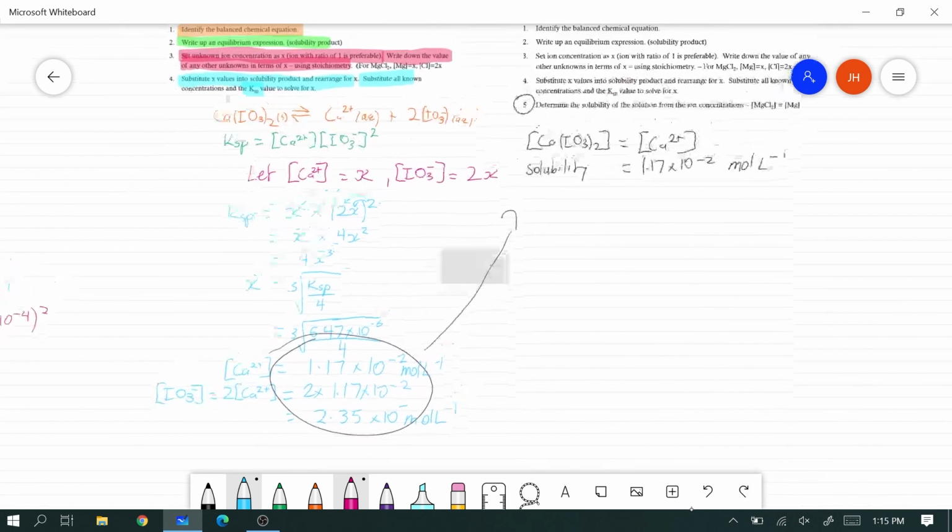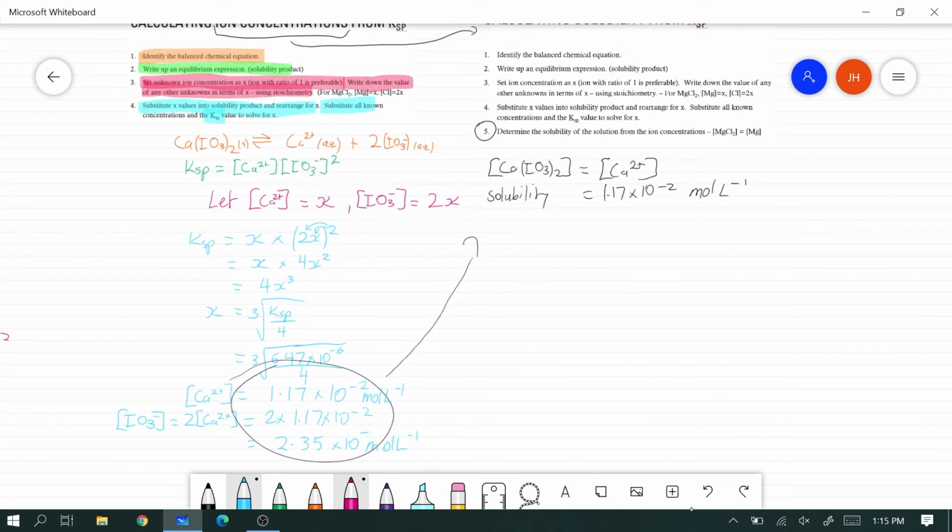And there you go. We have gone through the process of determining the concentration of our ions when we hit that point of saturation. And we have also been able to use those ion concentrations to figure out what the concentration of the salt is at that point of solubility, at that point of saturation. And we've written down our solubility in moles per liter there as well.